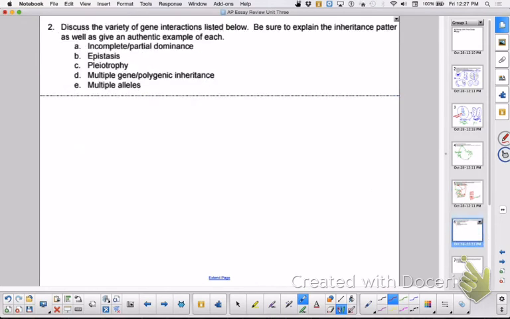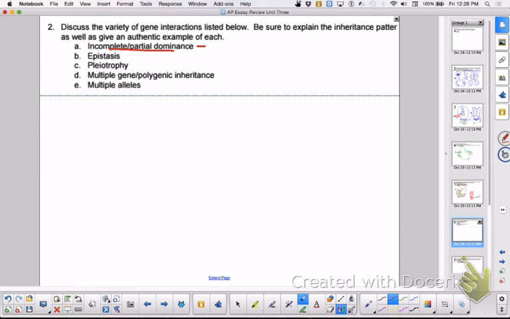All right, next one. It says, discuss the variety of gene interactions listed below. Be sure to explain the inheritance pattern, as well as give an authentic example of each. Incomplete or partial dominance. So for incomplete or partial dominance, you would say 1 allele isn't completely dominant over the other, right? In our eyes, it looks like what? What does it look like in our eyes when we have incomplete dominance?